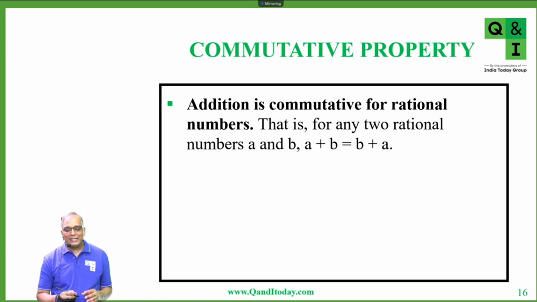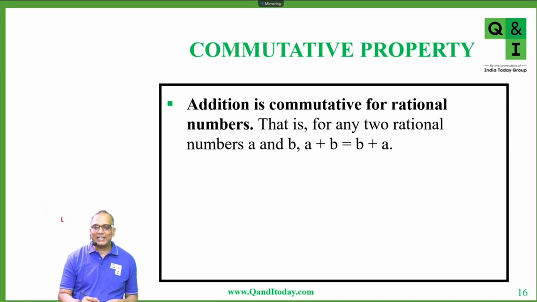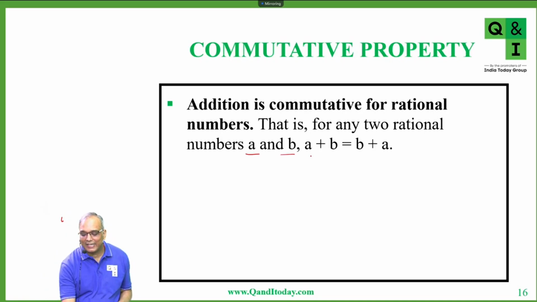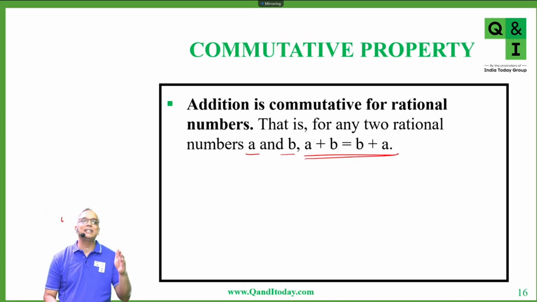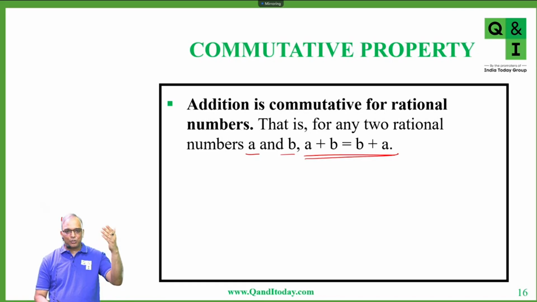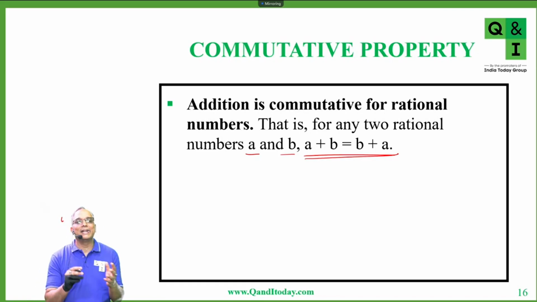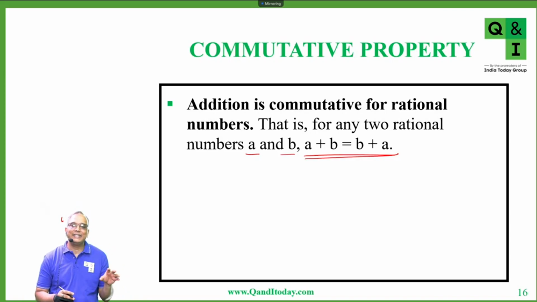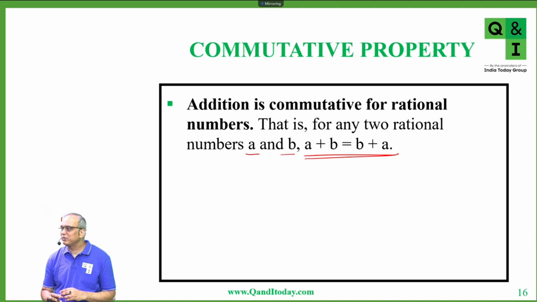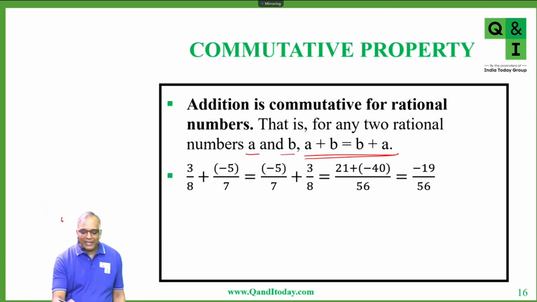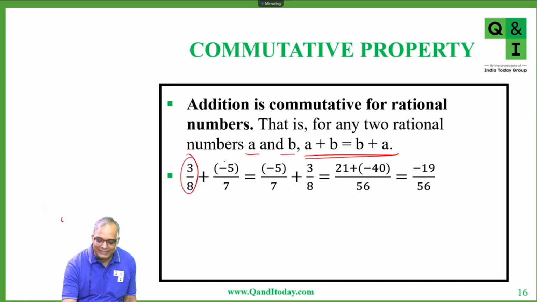So addition is commutative for rational numbers. This means that if we have two rational numbers A and B, A plus B will be equal to B plus A. So order in addition does not matter. You can add 2 by 3 plus 3 by 2 or 3 by 2 plus 2 by 3. You will get the same result. So that's why we say that addition is commutative for rational numbers. Clear, students? Yes, sir.